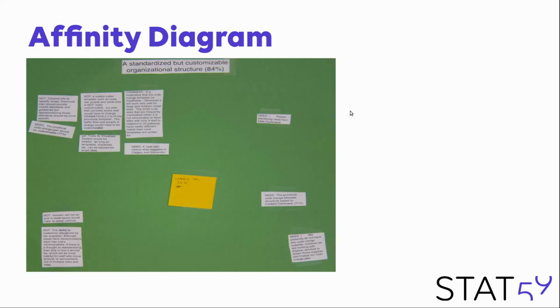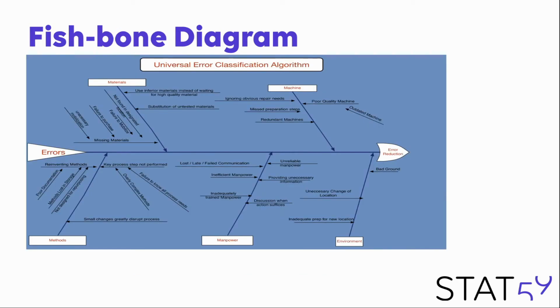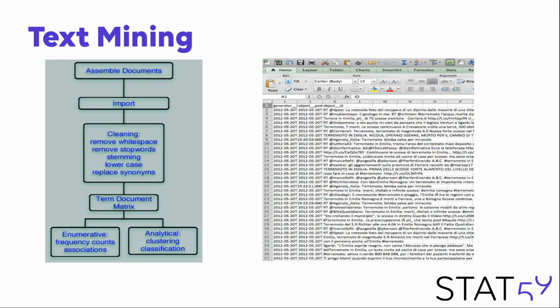How you do that can be very difficult. One of the things we like to do is the Affinity Diagram, where each of the data points is written on a separate piece of paper, and they are taped onto larger pieces of paper under themes. Fishbone diagrams are another way to organize our data. And text mining can be useful. In this case, we're doing some text mining of the Twitter feed following an earthquake.